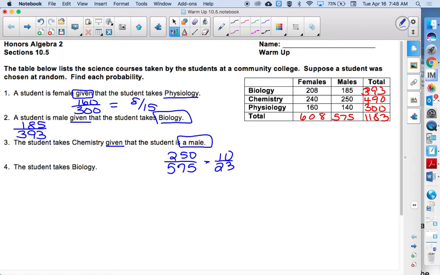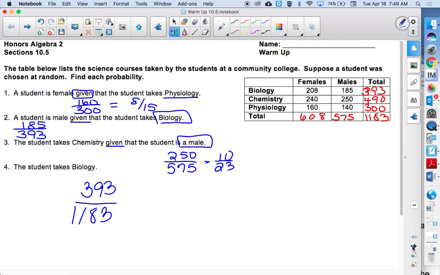And then the last one just said the student takes bio. What's the probability that the student takes bio? Julia? 393 over 1,183. So that's just the total number of students taking biology out of the total number in the chart or in the college. So 393 biology students out of 1,183. So that is not a given, it's not a condition, we're just looking at the total of each group. Questions on those 4 problems?